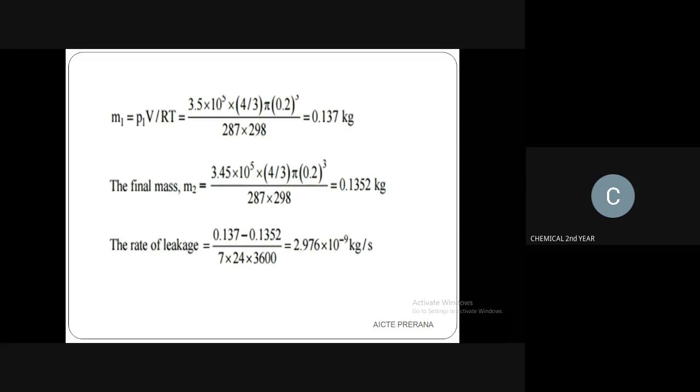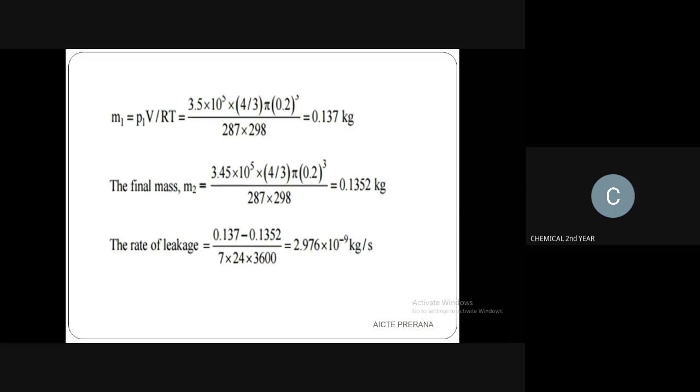It is the same for the final mass. For the final mass, the pressure is decreased to 3.45 bar, so you have to change only that pressure here. The same formula is used to find M2, that means the final mass. M1 is the initial mass and M2 is the final mass.